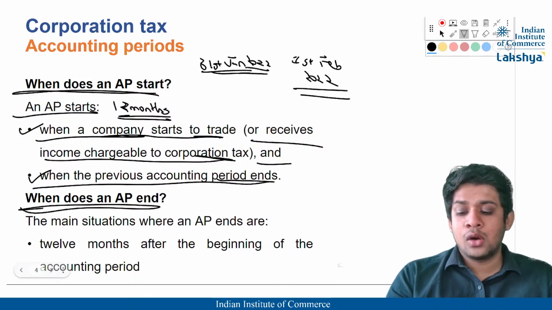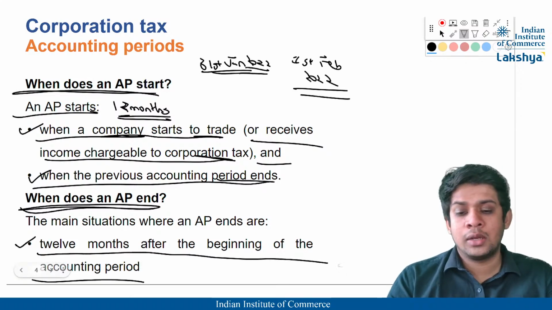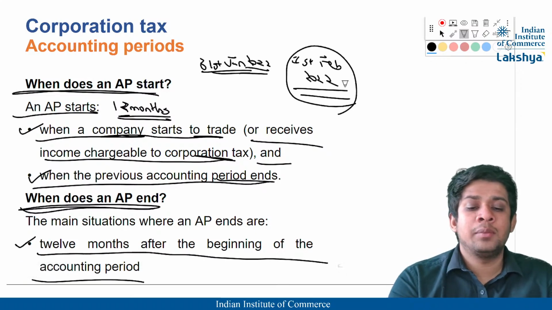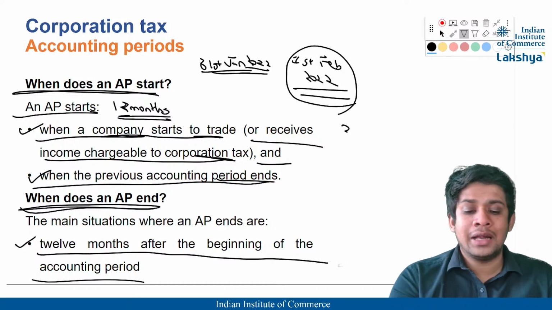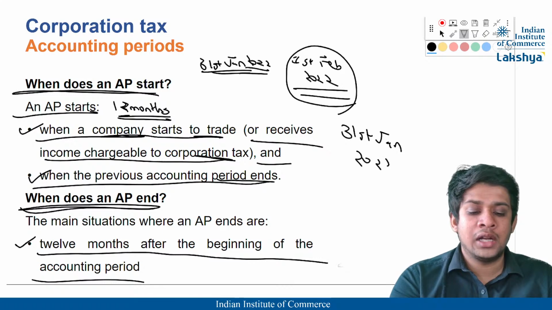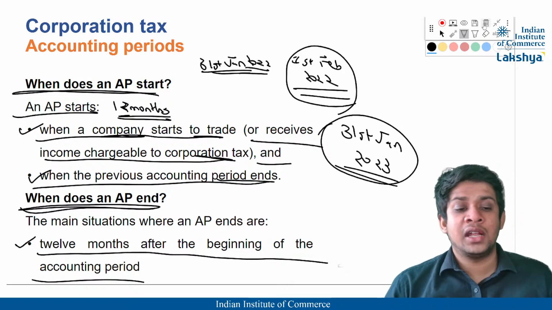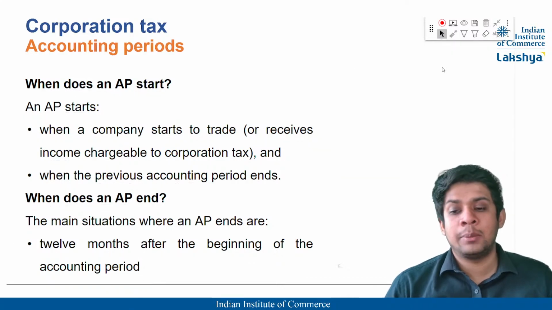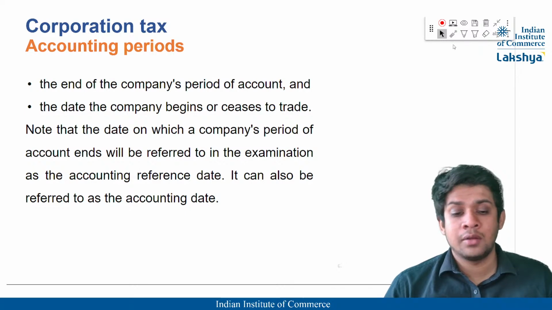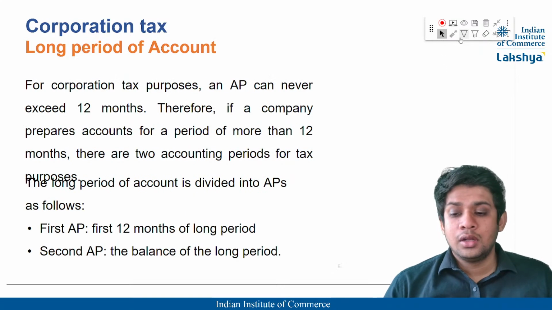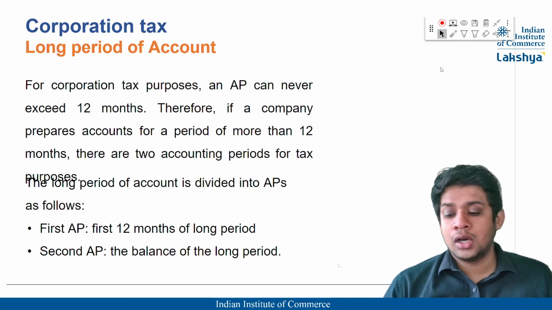And when does an accounting period end? It ends 12 months after the beginning of the accounting period. That means my accounting period began from 1st Feb, so it will end on 31st Jan again, in the year 2023. Okay. It is a 12-month period that we have taken into consideration. I hope it is clear, guys. When does the accounting period start and when does it end? Okay. Now this is not relevant.